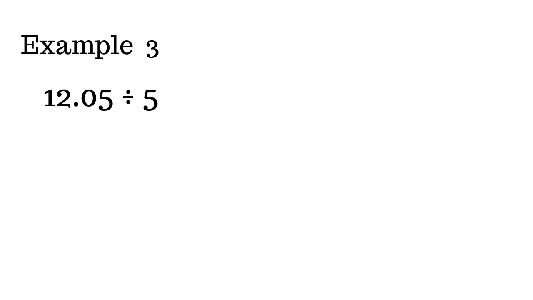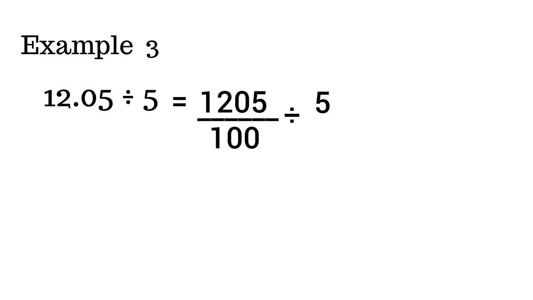Example 3. 12.05 divided by 5. The first number, 12.05, has 2 decimal places. So we will have 1,205 over 100. Why is it over 100? Because 100 has 2 zeros and the number has 2 decimal places. Divided by 5. Now 5 is a whole number, right? So we will leave it as 5. Anytime we have a whole number, we can write it as 5 over 1. So we can solve further.